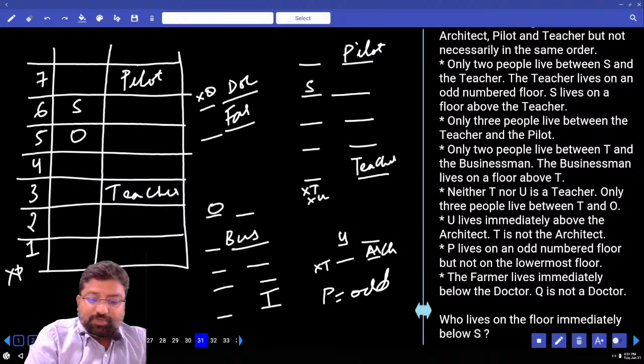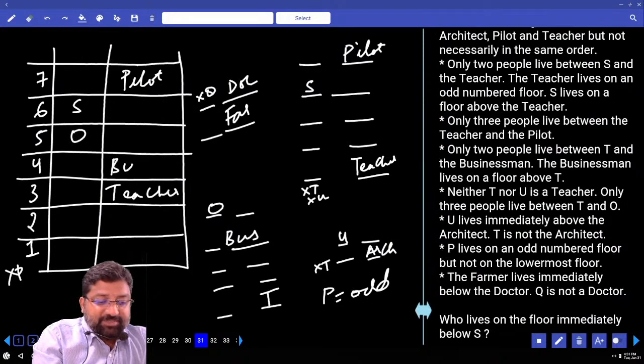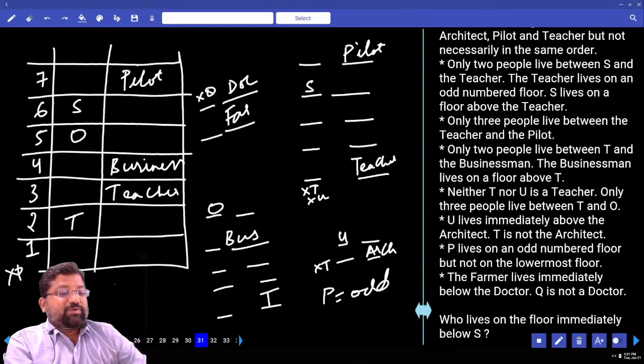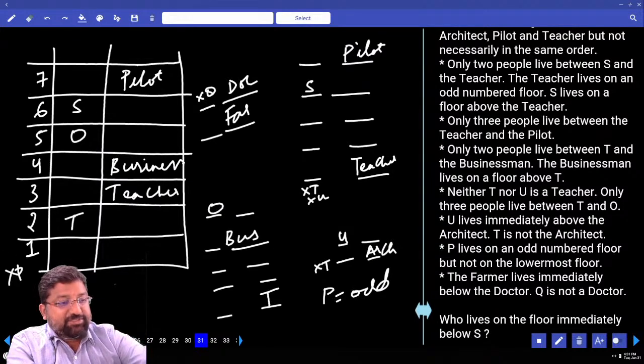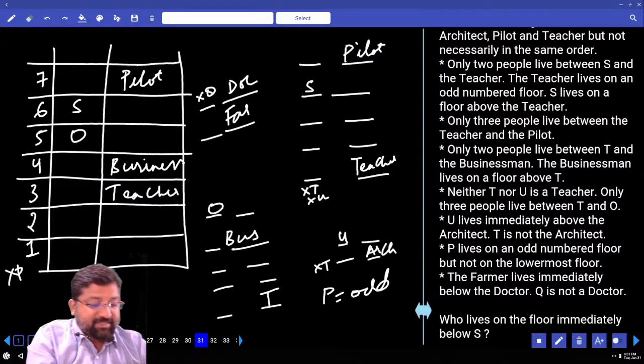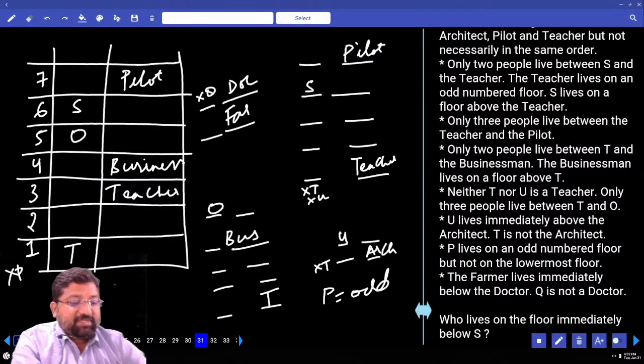This is O. Immediately below O is businessman. And then 2 people gap, this is T. Any problem? No. After businessman 2 people gap, this has to be T. Next is what?